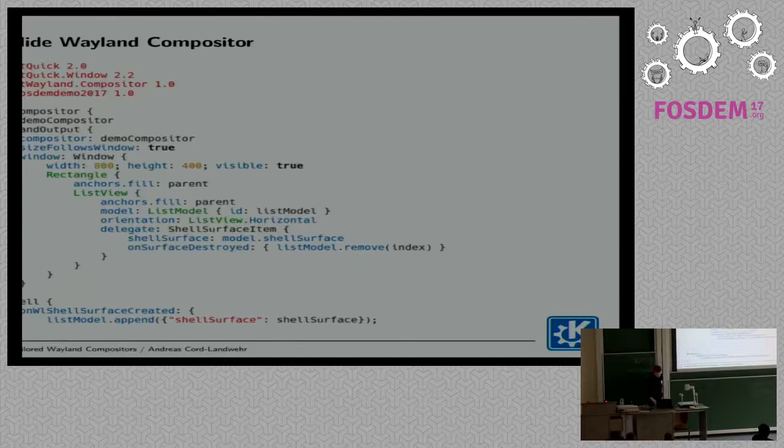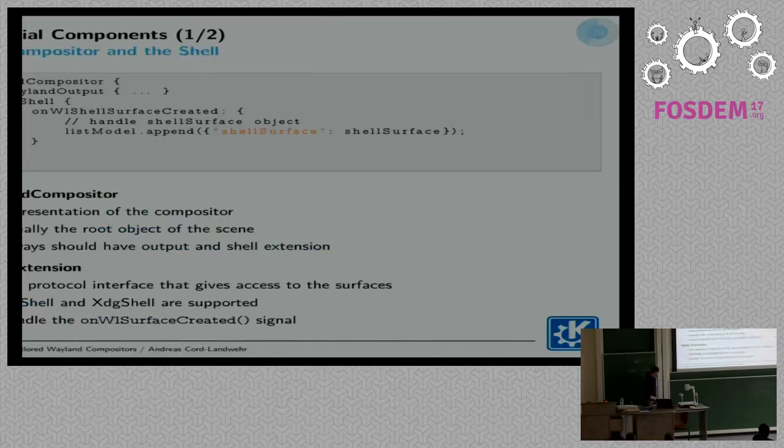So we always have, or typically we have, as a root this Wayland compositor. It's the actual representation of the compositor. In the background, everything is created for your Wayland compositor. And usually you should have an output, otherwise you don't see anything. You should have a shell extension to get information that there are surfaces to be presented.